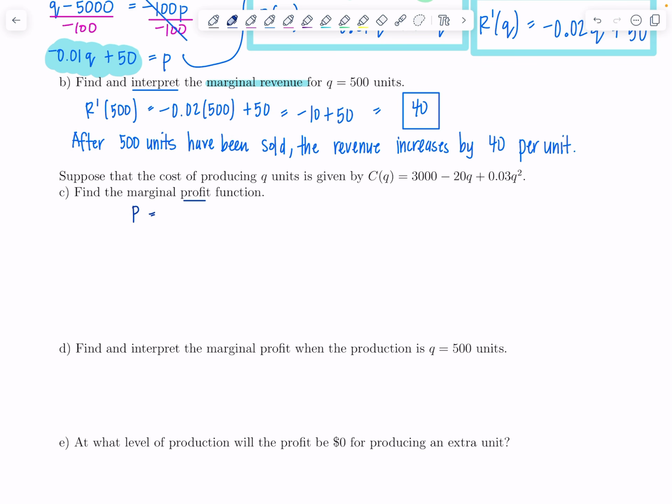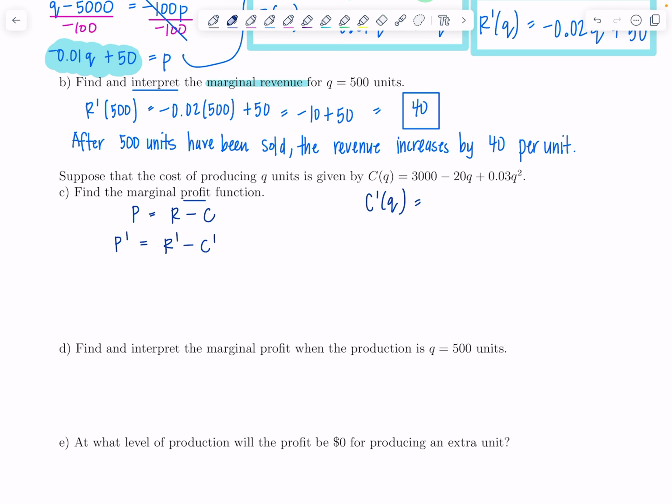So capital P equals revenue minus cost. Yes? And we learned we can differentiate across a sum or difference. So P prime would be R prime minus C prime. I already have R prime. I can get C prime because they gave me C right here. So C prime of Q is derivative of cost function, marginal cost function.